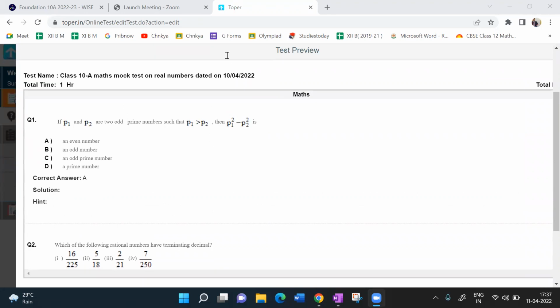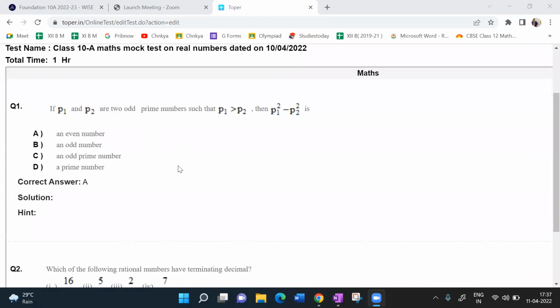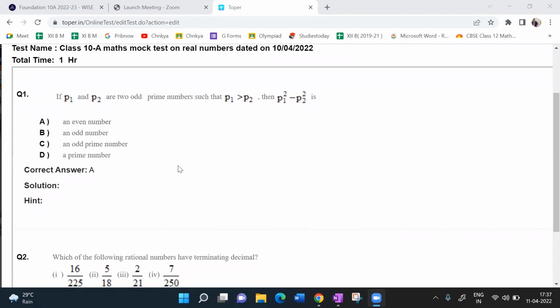So look at the question. If P1 and P2 are two odd prime numbers such that P1 is greater than P2, then P1 square minus P2 square is what? Two odd prime numbers, so what is the even number? How many have you got this? Sir, me, sir.